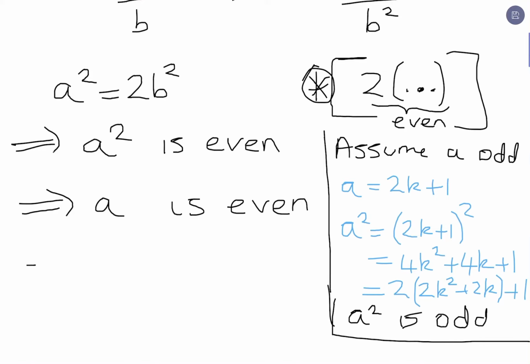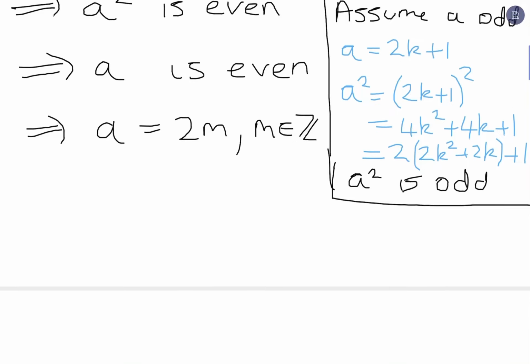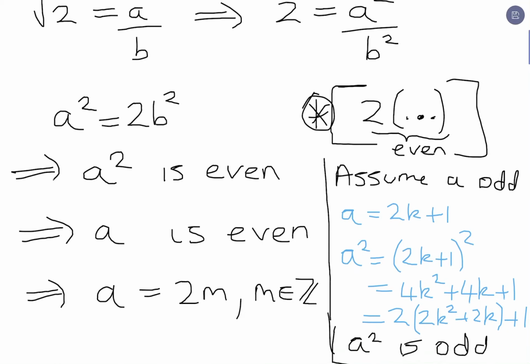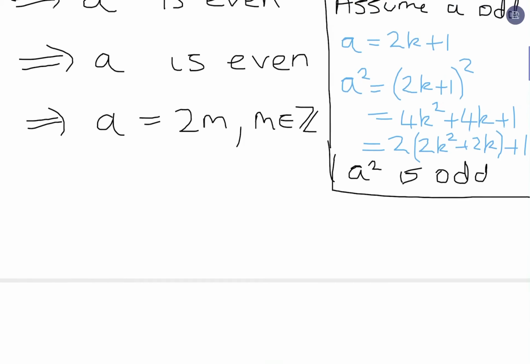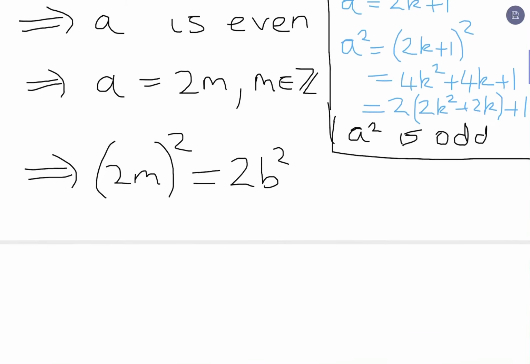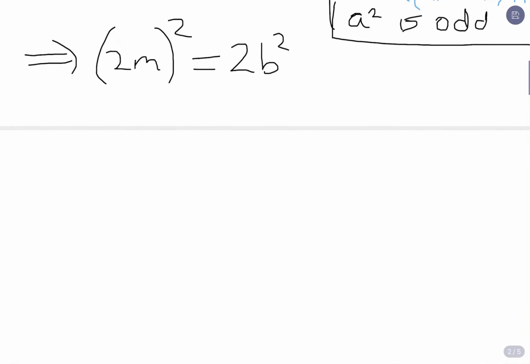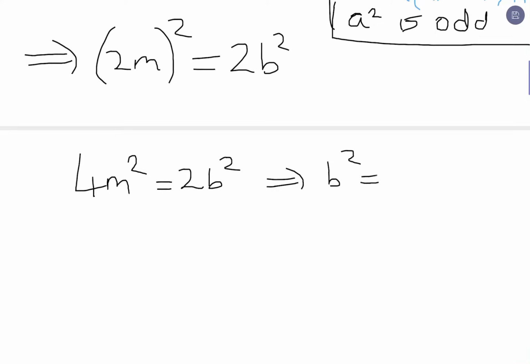So what does it mean for a to be even? Well, it means that a equals 2m for some integer m. So we have that. What can we do with that now? Well, the only thing we can really do is substitute it back in here. So let's go ahead and do that, and that will give us (2m) squared equals 2b squared. So this gives us 4m squared equals 2b squared, and rearranging for b squared we get b squared equals 2m squared.